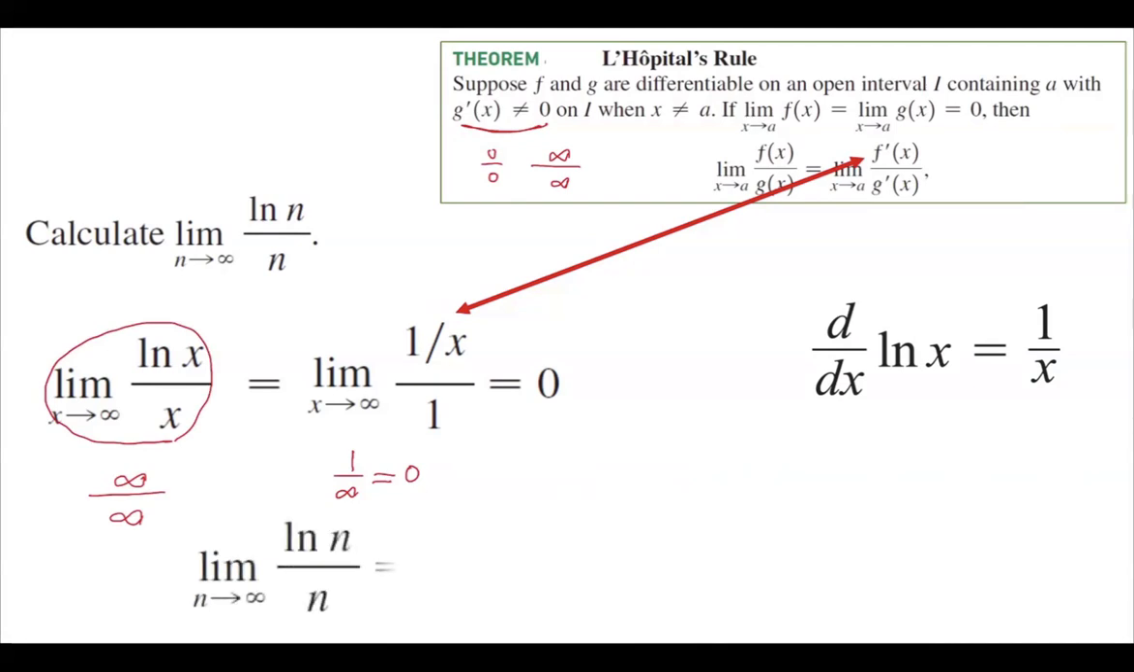So you can conclude that the limit of ln of n divided by n as n goes to infinity is equal to 0. What's the meaning of that? Since you have a unique number as the limit, you have a convergent sequence.